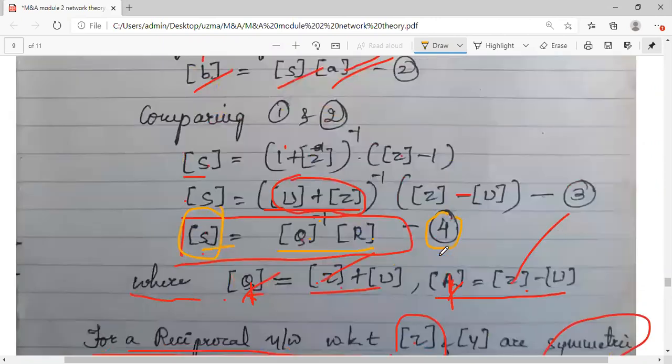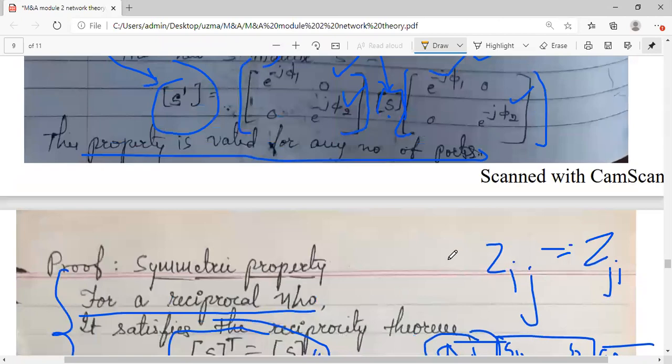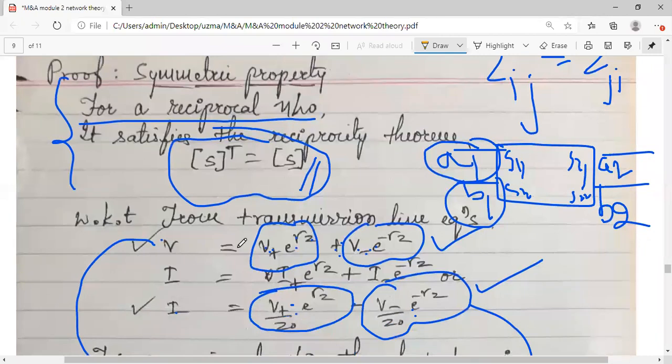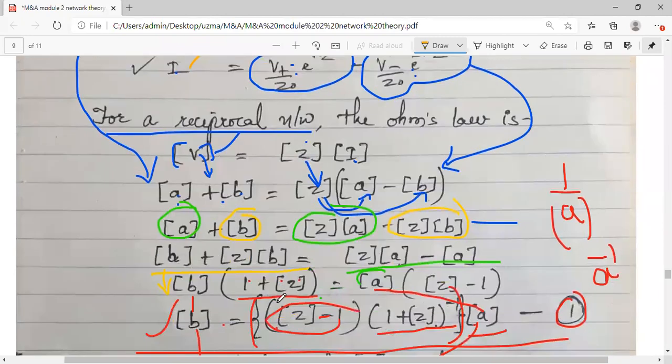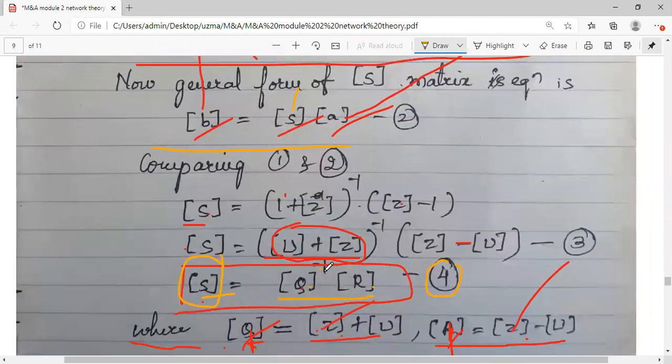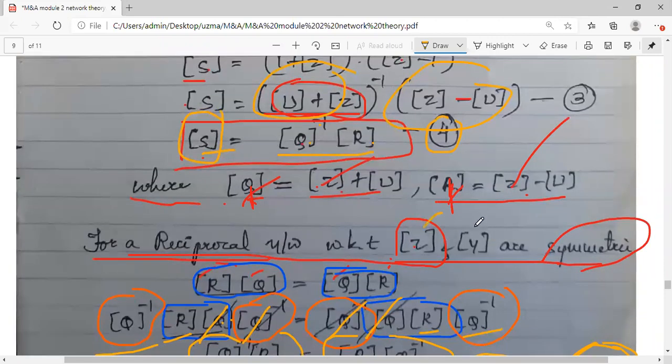Hope you understood this derivation. Any doubts in this, you can ask me. It is very simple. Starting from the basics of the transmission line equation, we have taken the concept that V and I are a combination of incident and reflected, A plus B, A minus B. Some simple mathematics, comparing it with B equals S into A, we have the comparison for S. Then we have replaced the bracket values with Q and R. And taking the concept of a reciprocal network, Z and Y matrices are symmetrical, which we have already proved.